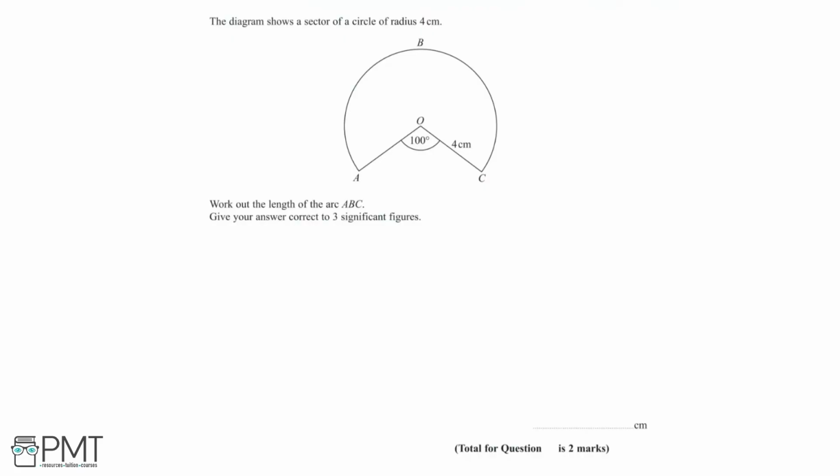In this question, we're given a diagram which shows a sector of a circle of radius 4 centimeters. We need to work out the length of arc ABC, giving our answer correct to 3 significant figures. We know that the formula for arc length is given by theta over 360 multiplied by 2 pi r.